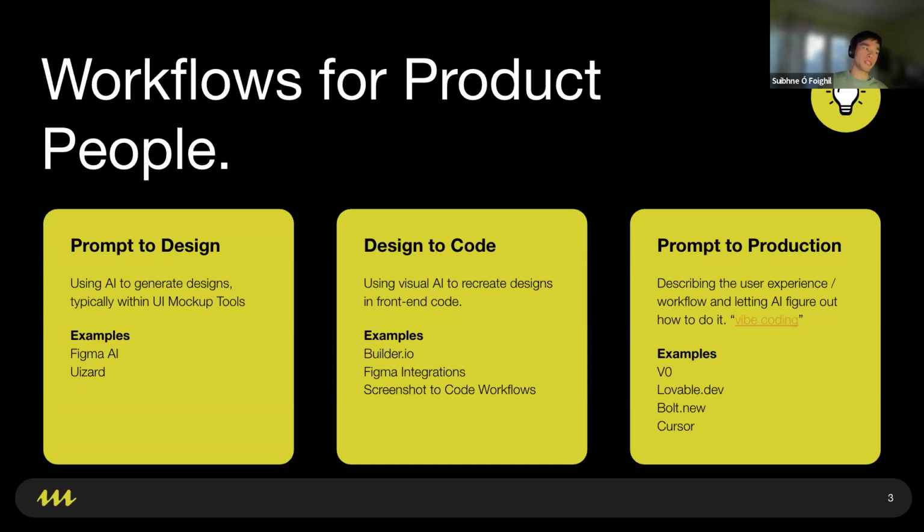The first bucket on the left-hand side is called prompt to design. There are a lot of these UI tools that are basically using AI to stitch together typical designs. People working out of Figma might be familiar with Figma AI and Uizard. They've also embraced it. So it's just this idea that we're speeding up the design process with generative AI. That's it. There's also another emerging vertical in the middle that's about design to code.